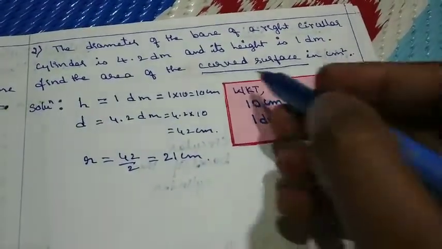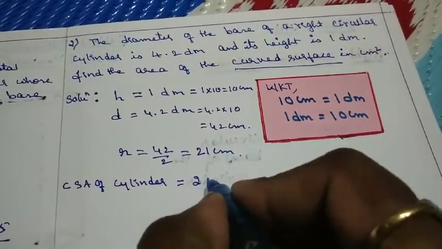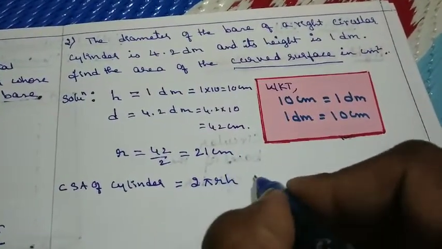Now you can find the CSA of cylinder. So CSA of cylinder equal to 2 pi r h. Substitute the values.